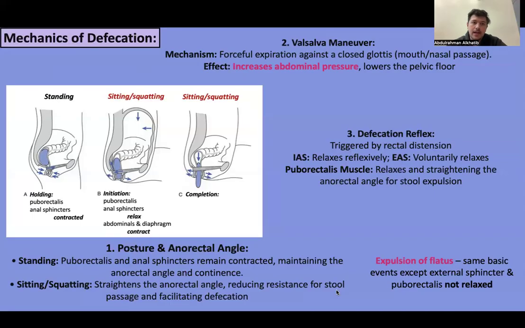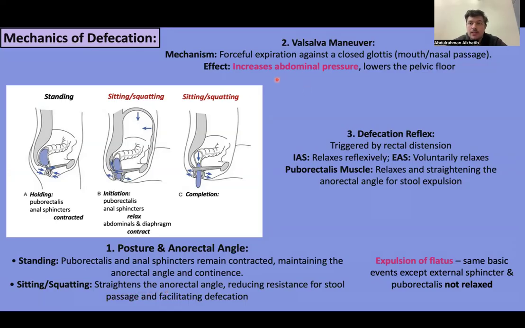So the mechanisms of defecation, I have already mentioned much of them, but I'll repeat from the beginning. First of all, we have the posture and the anorectal angle. While standing, the puborectalis muscle and the sphincters remain contracted. While sitting or squatting, this will relax the puborectalis muscle and will straighten the anorectal angle, allowing for easier passage of the stool content.